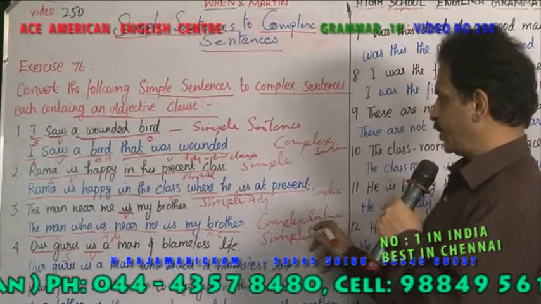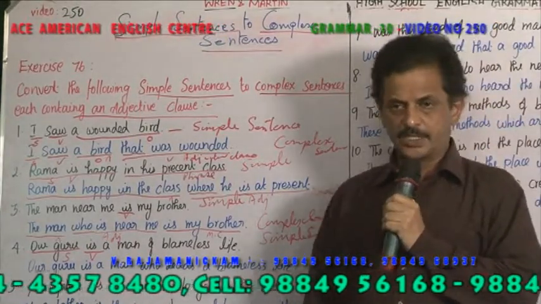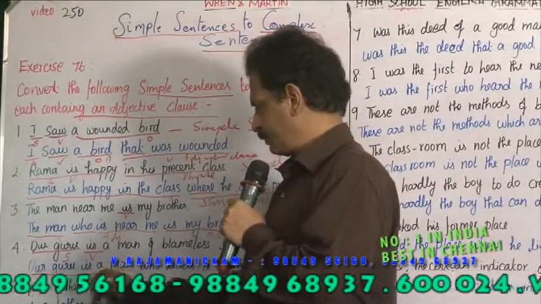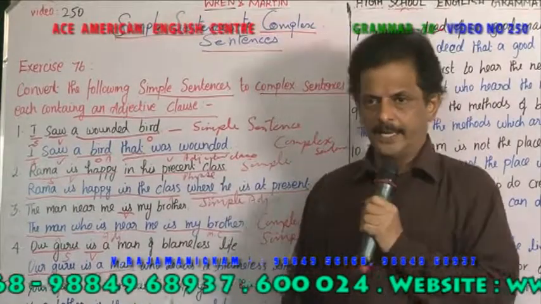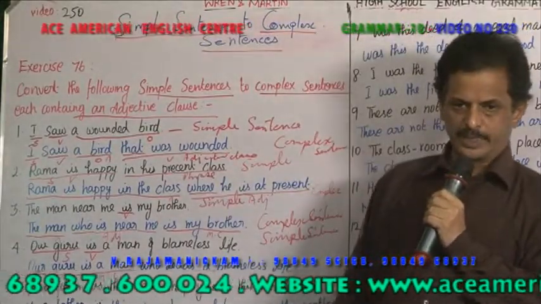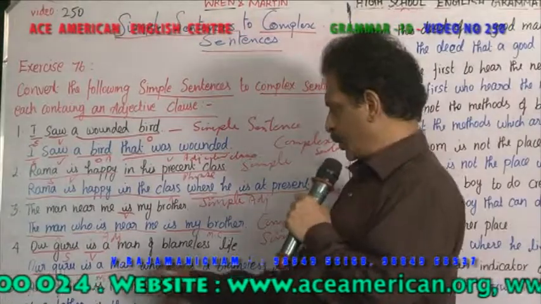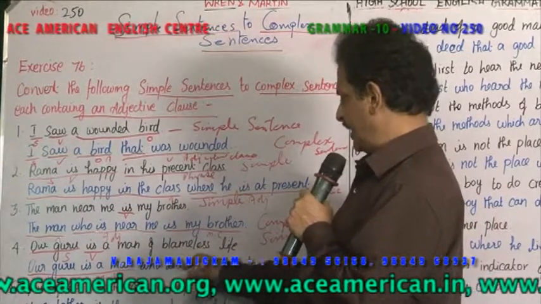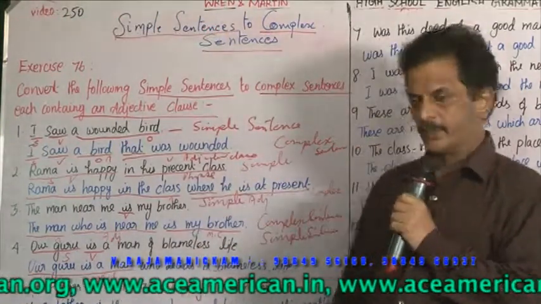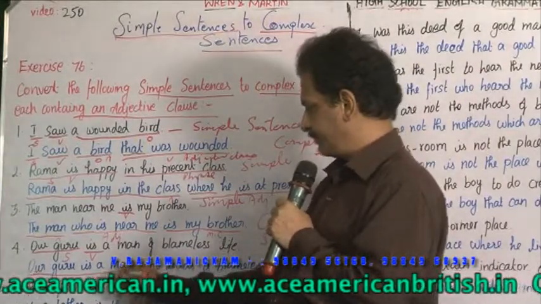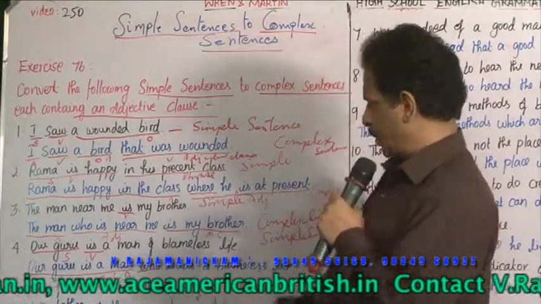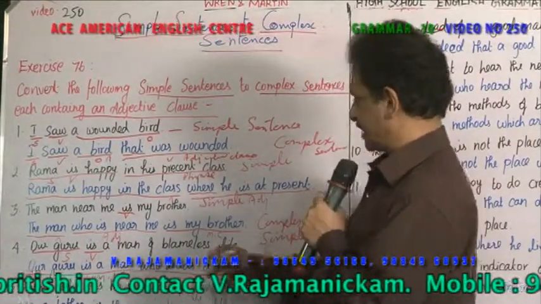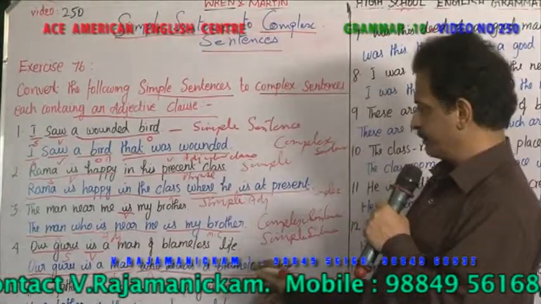Now, how do you change it into a complex sentence with an adjective clause? The guru should be described. Our guru is a man. It's a main clause. It gives full meaning. Any sentence which gives a full meaning, which has its own subject and predicate, is called a main clause. Our guru is a man of blameless life. Who leads a blameless life? So this "who" stands for what? The man. So it is an adjective clause. This entire "who leads a blameless life" describes the man. So this becomes an adjective clause.